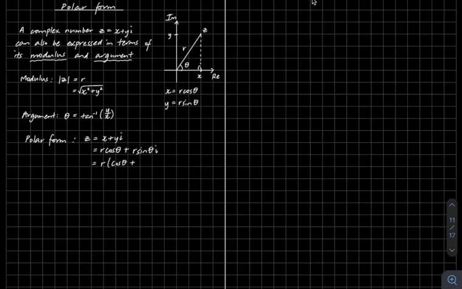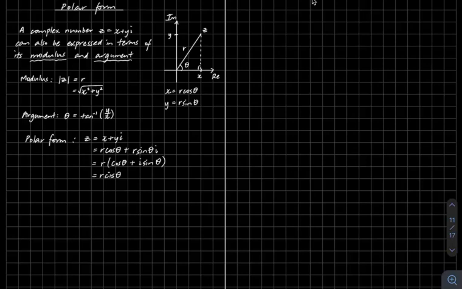Now, instead of saying sine theta times i, just to be clear that it's not the sine of theta times i, I'm going to put the i at the front and say i times sine theta. And then we've got this shorthand way of expressing that. Rather than saying r times cos theta plus i sine theta, we just say r cis theta, where cis is shorthand for cos theta plus i times sine theta. Hopefully you can see where the C, the I and the S come from in that shorthand form.